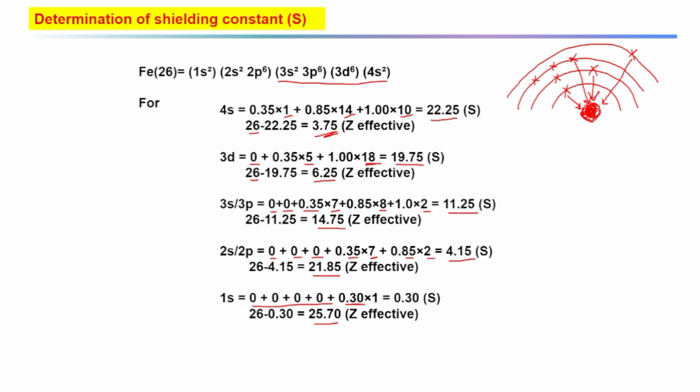So this tells us that in an atom, differently positioned electrons will feel different effective nuclear charge, and depending upon their effective nuclear charge, they will feel more or less attraction towards the nucleus. Fine.